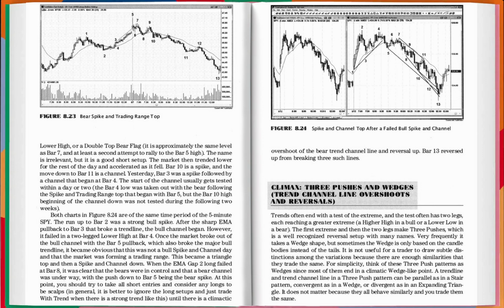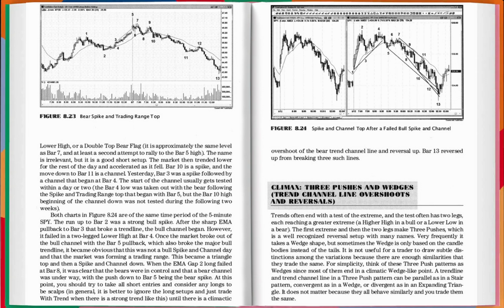Once the market broke out of the bull channel with the bar 5 pullback, which also broke the major bull trend line, it became obvious that this was not a bull spike and channel day, and that the market was forming a trading range. This became a triangle top and then a spike and channel down.